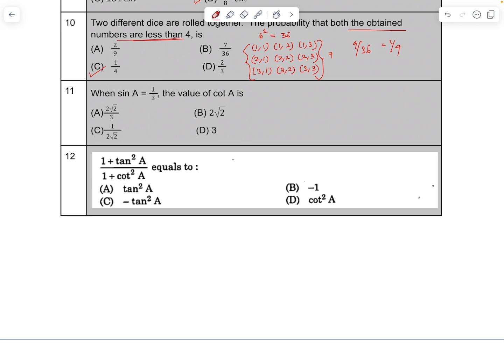Question number 11. When sin A is equal to 1 upon 3, the value of cot A is. BC is 1 and AC is 3. Cot A is adjacent upon opposite, that is AB upon BC. So here we know BC, but we have to get AB. AB is nothing but square root of 3 square minus 1 square, which is root 8, that is 2 root 2. So cot A is AB, which is 2 root 2 upon BC is 1. So the answer is option B.